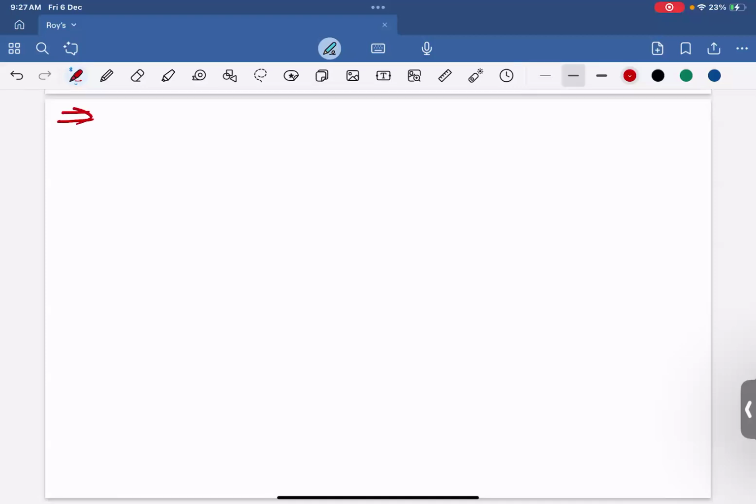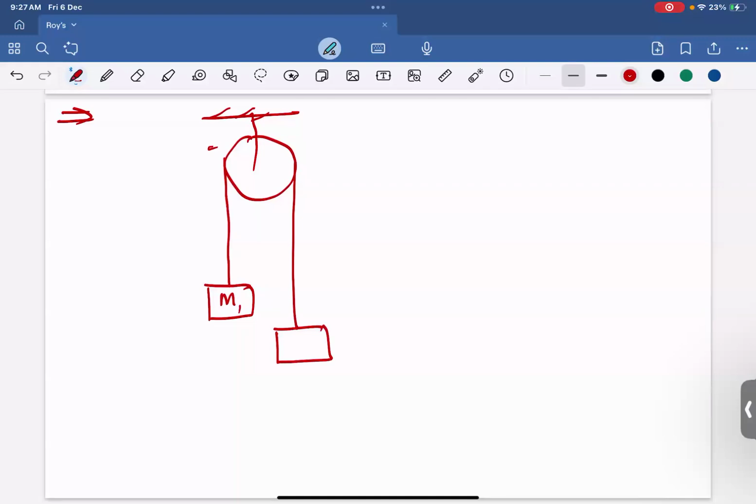If you have, let's suppose, instead of one string, two blocks, one on this side. This is M1 and the other block on this side is M2. M2 is going down with the acceleration A. M1 is going up with the acceleration A. The radius of the pulley is R and its moment of inertia is I.